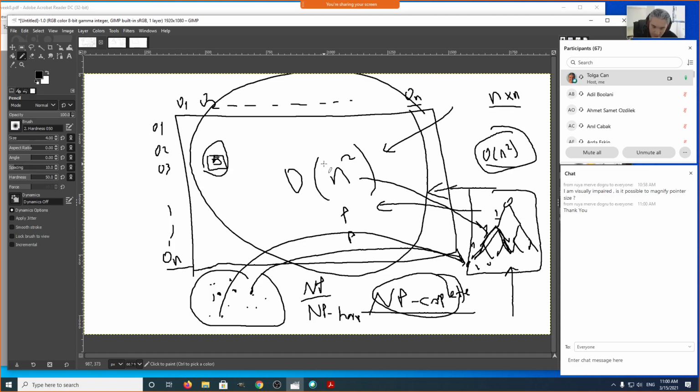Imagine we have these objects, maybe cities. We have n cities, and the distance between them is the number of kilometers to go from one city to another. In that sense, this matrix is going to be a symmetric matrix, because O32 and O23 are the same thing. I mean, going from Ankara to Eskişehir and going from Eskişehir to Ankara takes the same amount of kilometers.